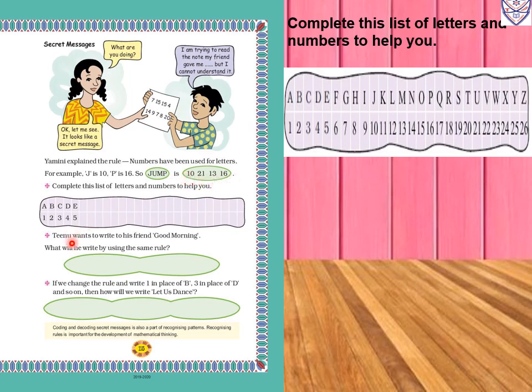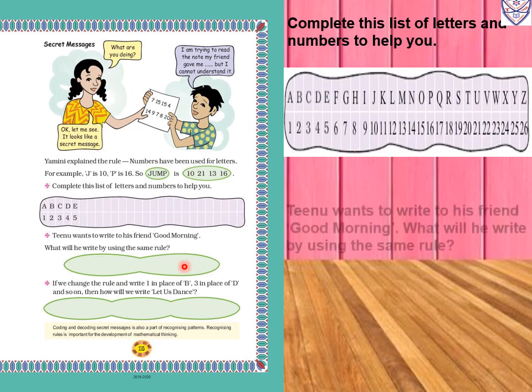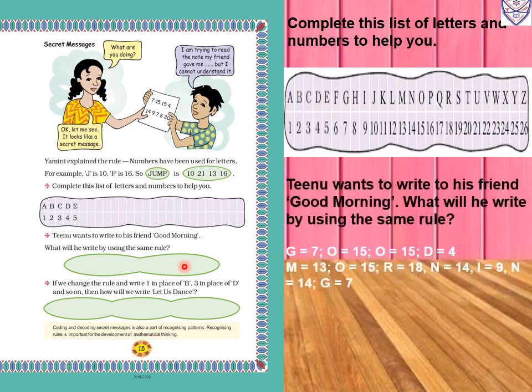The same way Tinu wants to write good morning to his friend. So what will he write by using the same rule? So in place of good morning we have to use numbers. So how will we write? See, for G we will write 7. Now O we will write 15. Then again O we will write 15. Then D we will write 4.